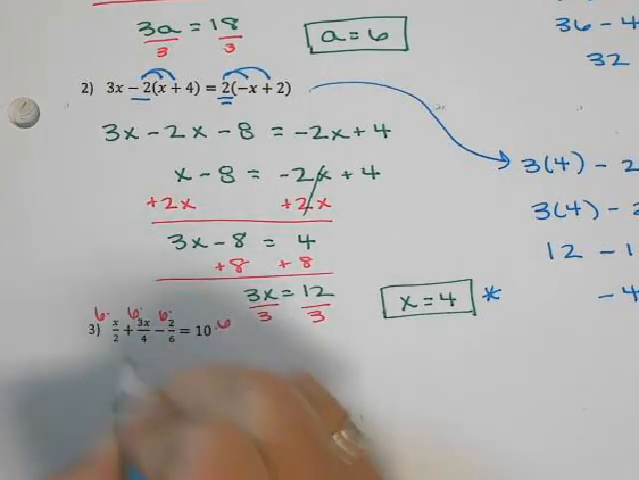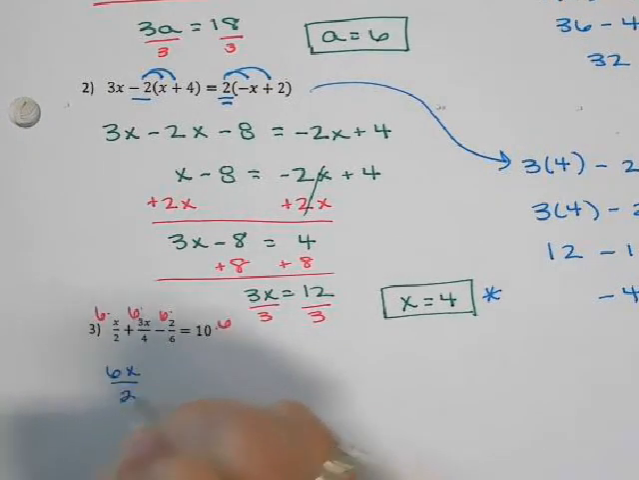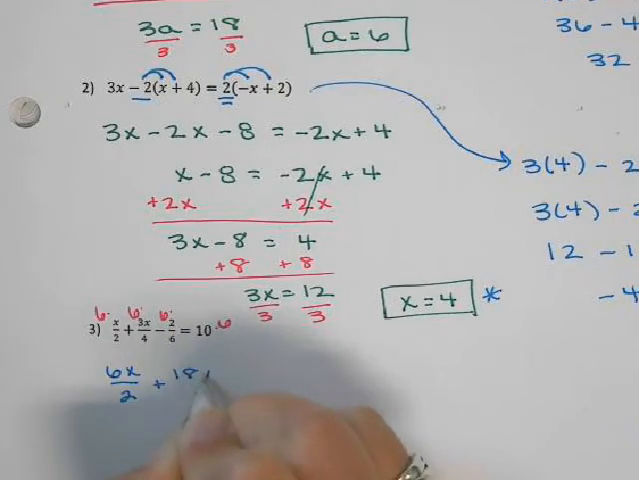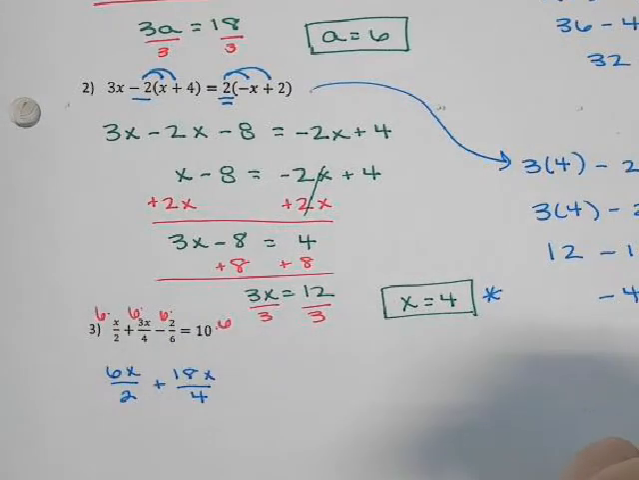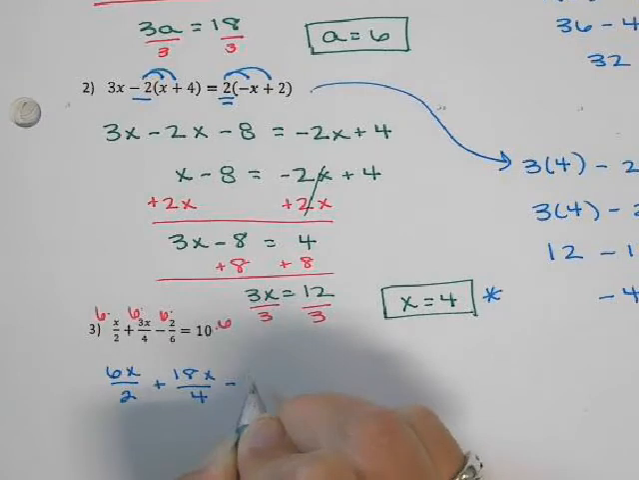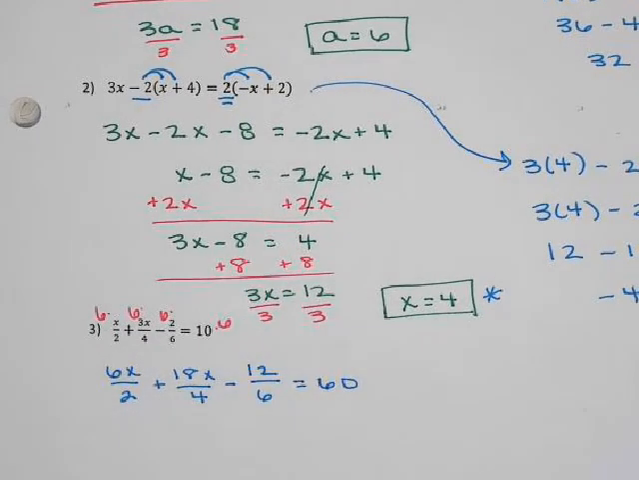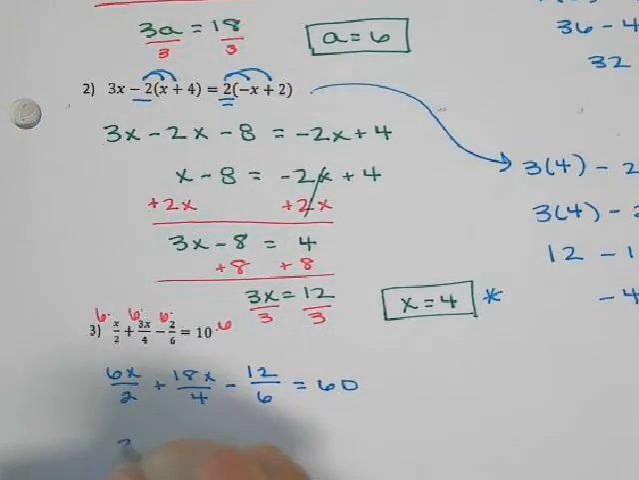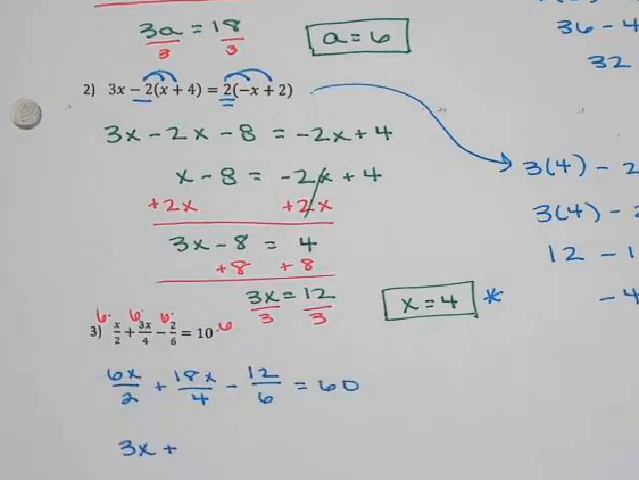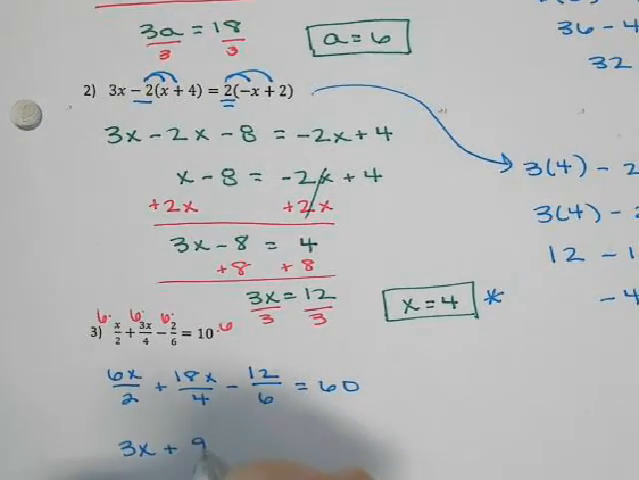All right, so here we're going to have 6x over 2 plus 18x over 4 minus 12 over 6 equals 60. And what I just did was I actually made these so they're not even going to be fractions anymore. Because what is 6 divided by 2? So that's actually 3x. 18 over 4, that can reduce. What does that reduce to? 9 over 2, okay. So we have 9 over 2x.